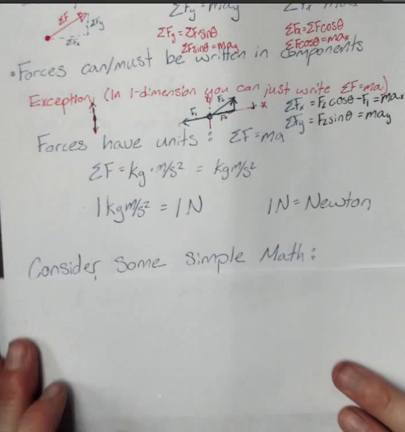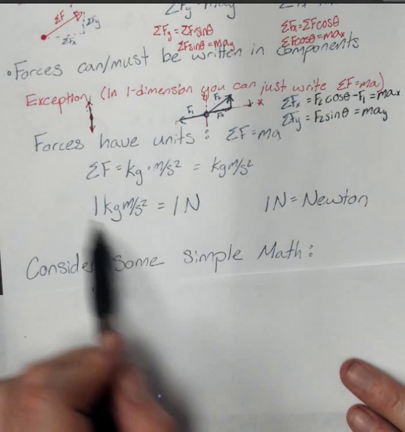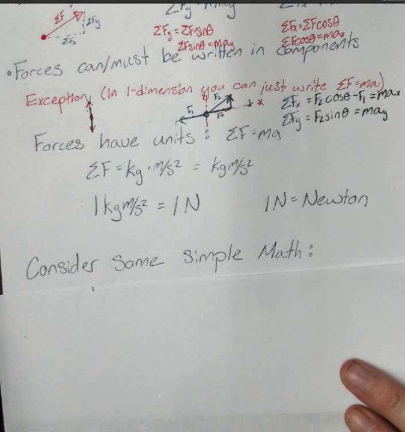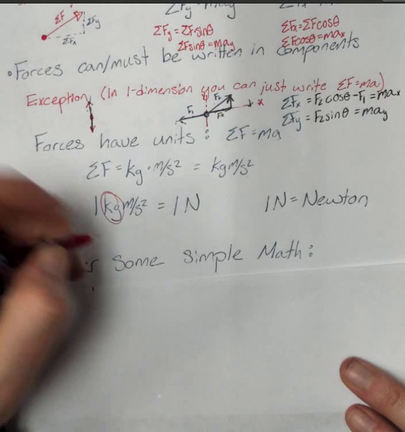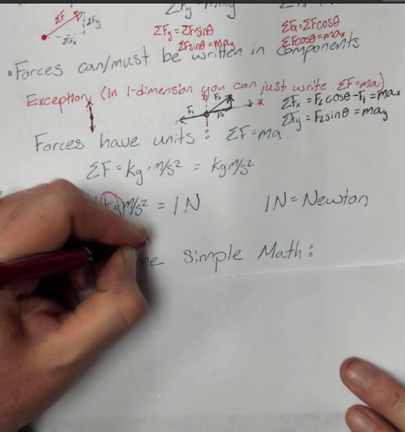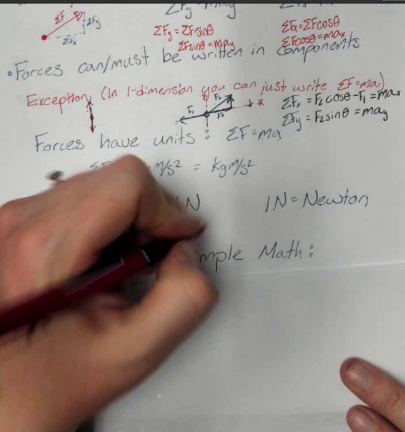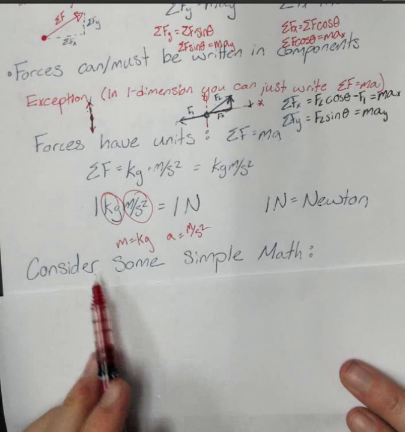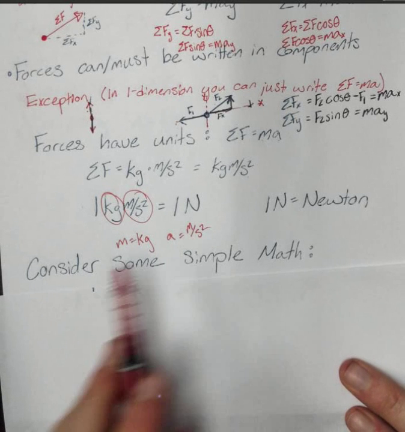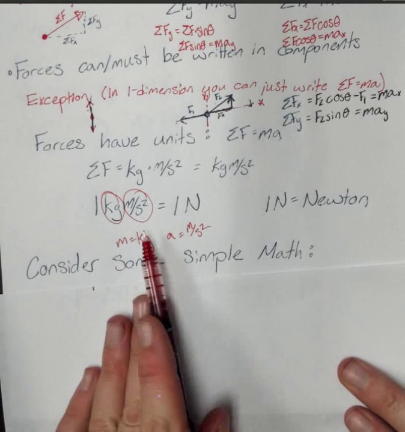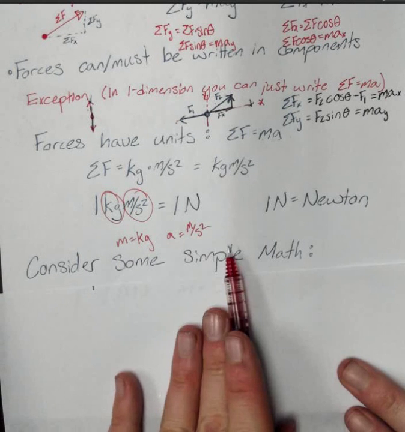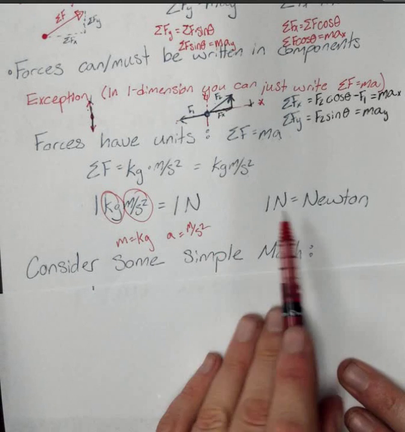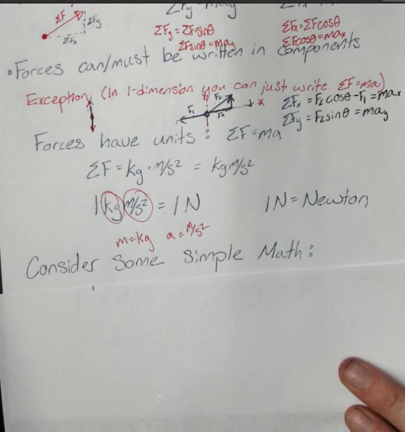So let's take a look. If these are the units for a force, that means that every time we do calculations for a force, our mass must be in kilograms, and our acceleration must be in meters per second squared, which means that anytime you have a mass or an acceleration with non-SI units, mass not in kilograms, acceleration not in meters per second squared, in order for us to calculate force in newtons, we must convert those values.